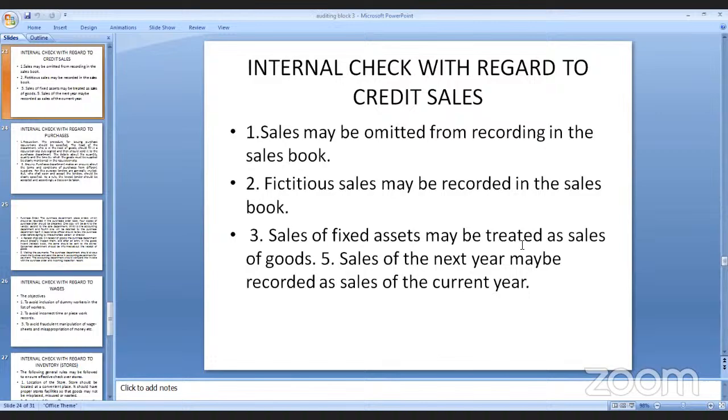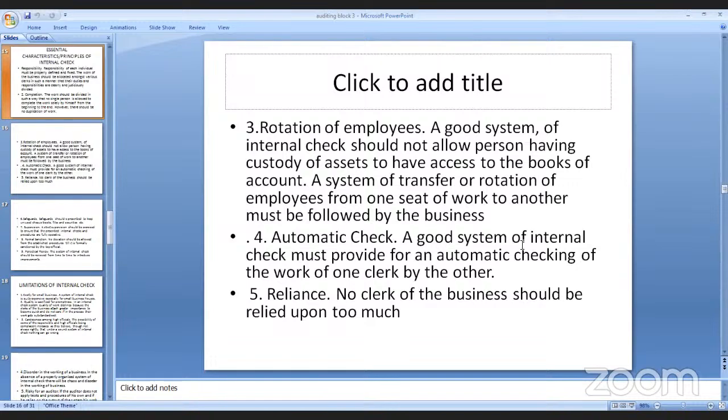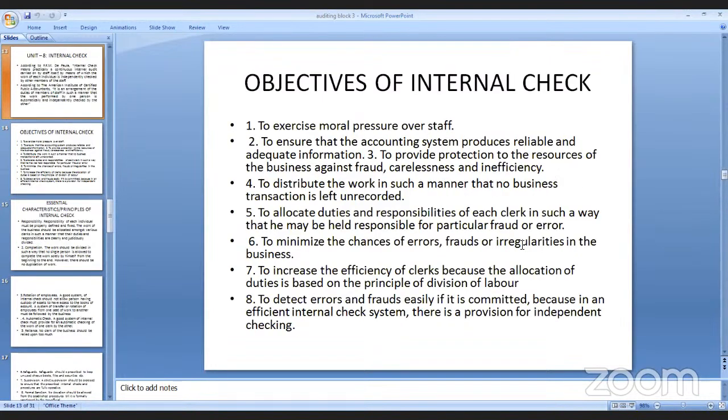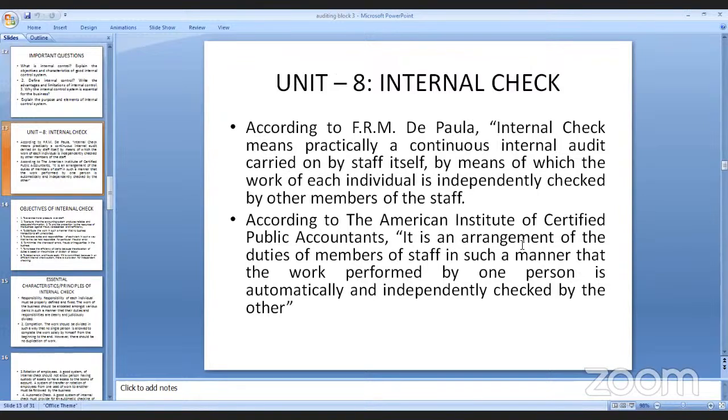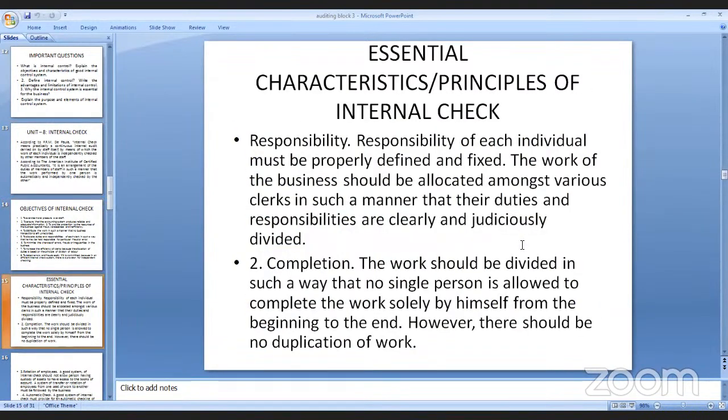Note down the questions. Here I have to give questions to you. Internal check. Write down the first question: What is internal check? Discuss its objectives and characteristics. That is one question in this unit.